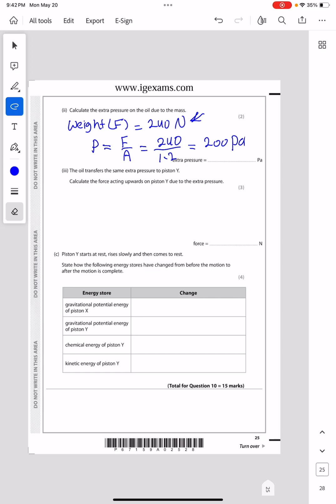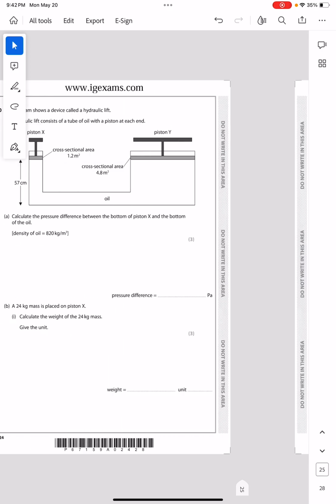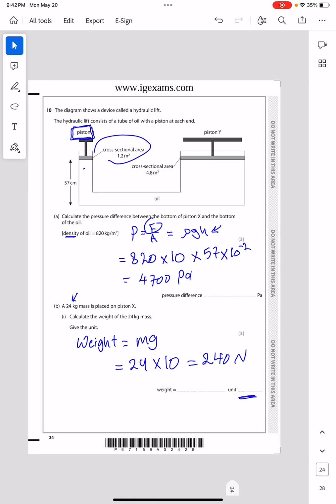So it is like whatever happened in X is going to be affecting piston Y, but the other way. Here, you see, this one is acting with this force. Let me just choose this one again. So this is the pressure due to the extra mass, which means that we have extra weight, extra force on this small area, more pressure, since the pressure is a force over the area.